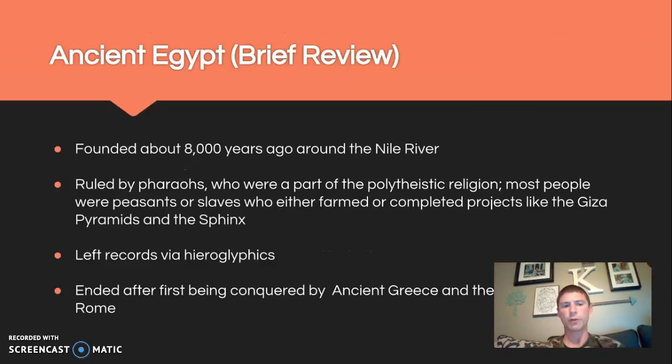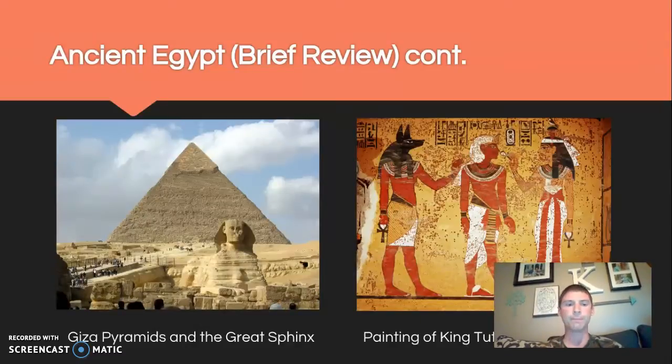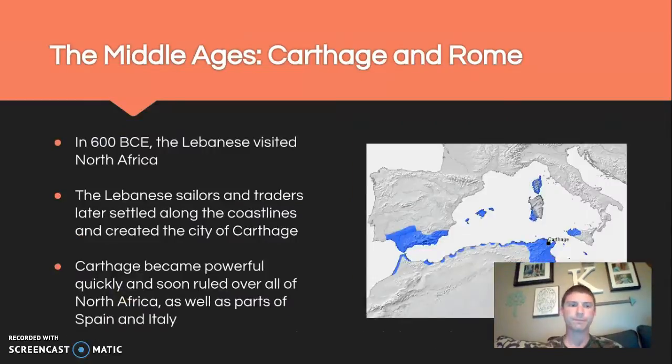So, brief overview. I'm not really going to touch on this too much because we've done a video already about the ancient Egyptians. You can see that they were one of the first groups to establish civilization and have an influence on the area. We've talked about the pyramids. We've talked about pharaohs. This is a painting of King Tut.